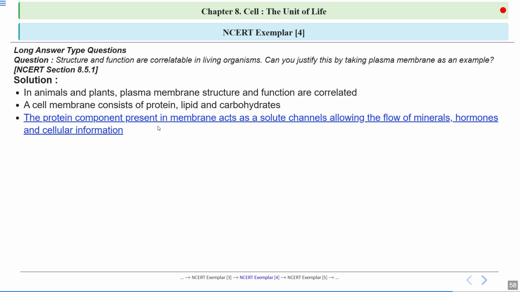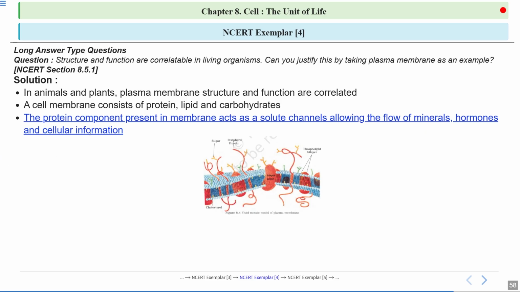Now the protein component present in the membrane acts as a solute channel, allowing the flow of minerals, hormones, and cellular information. See, polar molecules are also transported across the membrane with the help of these carrier proteins. So these proteins play a very important role. They can flow inside the plasma membrane. So that's why we call it the fluid mosaic model. Clear? They allow the transfer of the minerals, hormones, and cellular information as well.